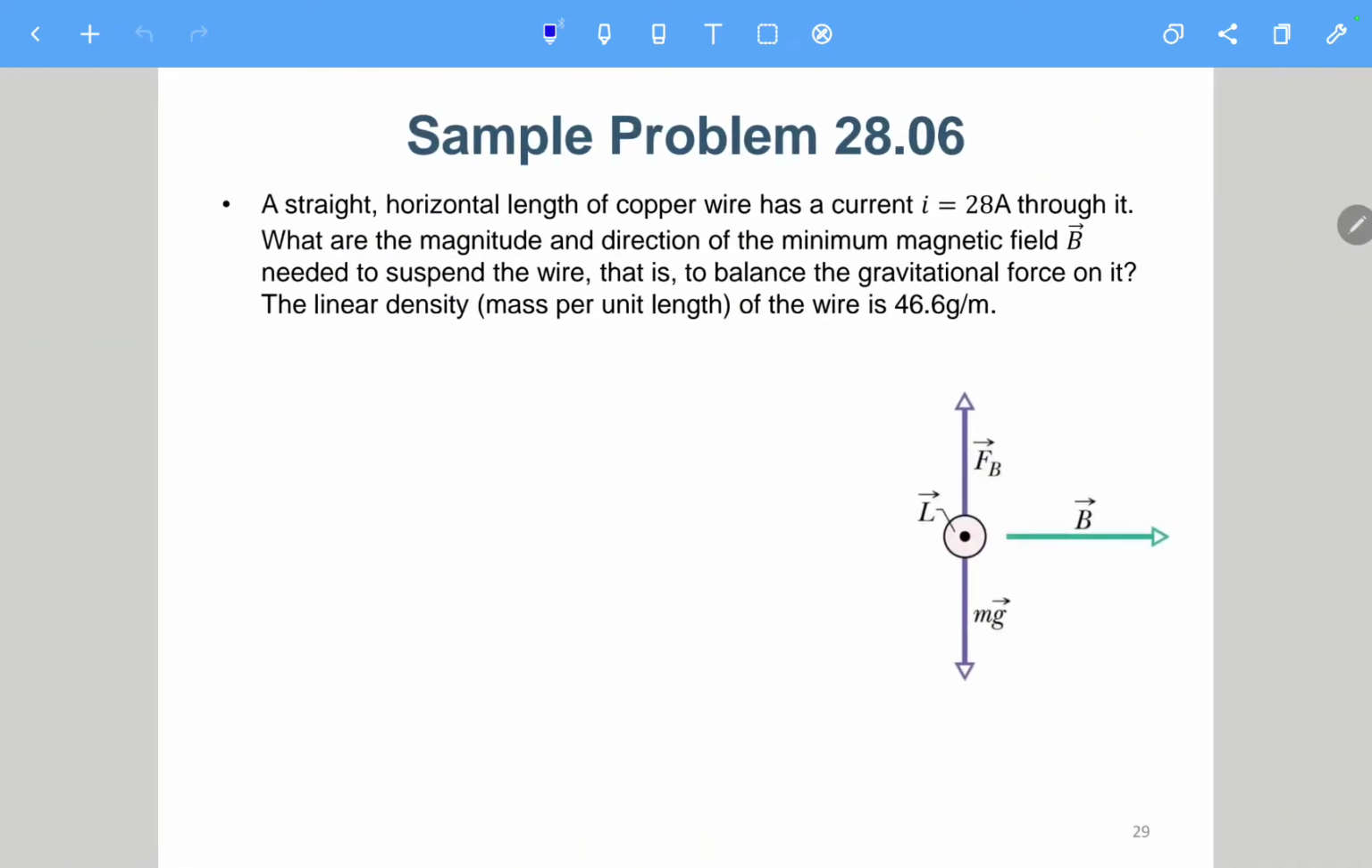Okay, so here is another sample problem. It says a straight horizontal length of copper wire has a current I through it. What are the magnitude and direction of the minimum magnetic field B needed to suspend the wire, that is, to balance the gravitational force on it? The linear density of the wire is this number. Okay, so here, this is the wire.